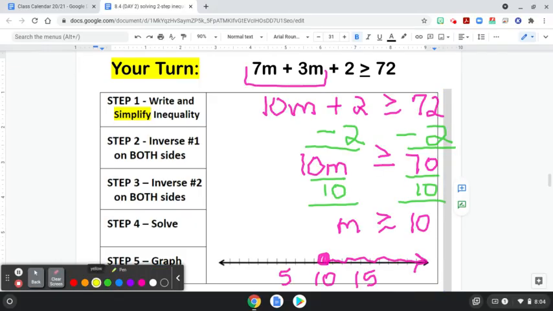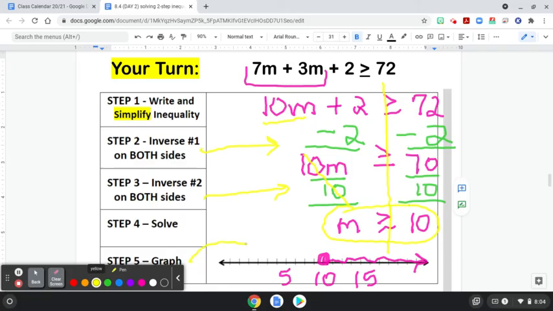So your simple expression should have been 10m plus 2 is greater than or equal to 72. Your first inverse should have been subtract 2 on both sides of that inequality sign. Your second inverse, the opposite of multiplying your variable by 10, is to divide your variable by 10. 10s cancel out. The solution would have been all numbers greater than or equal to 10.